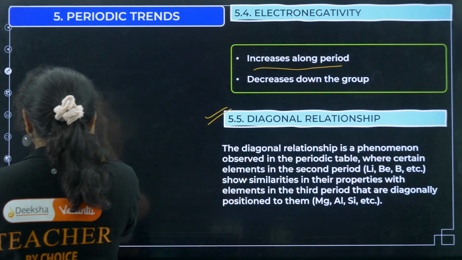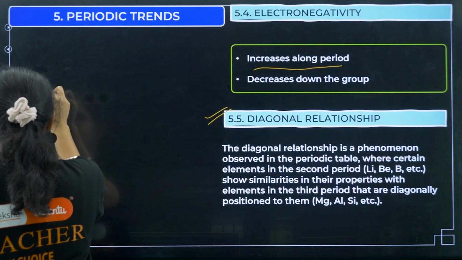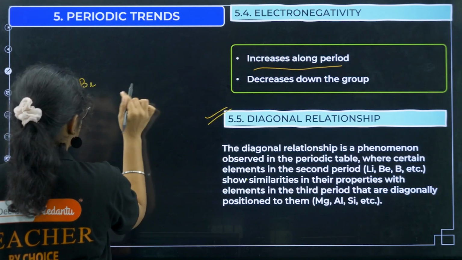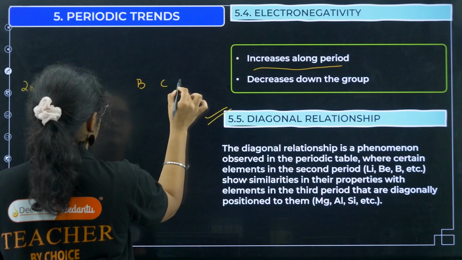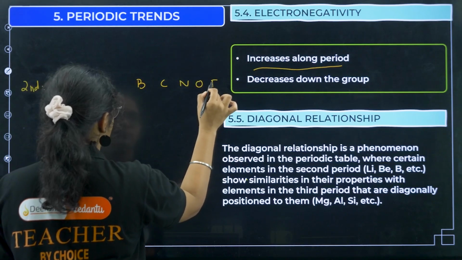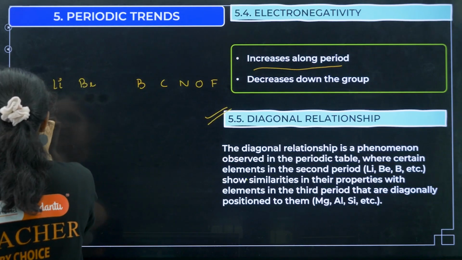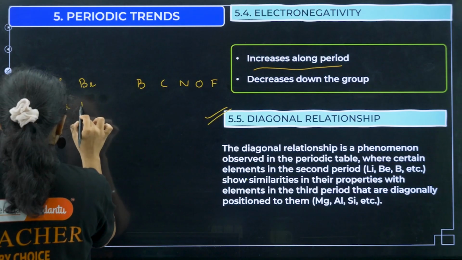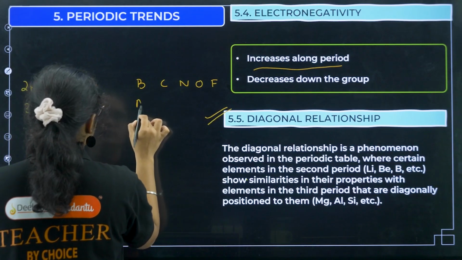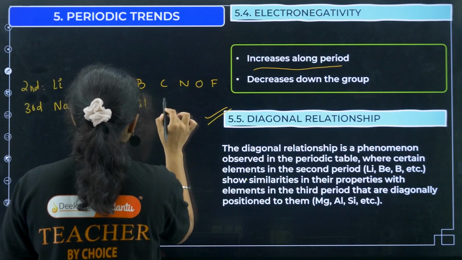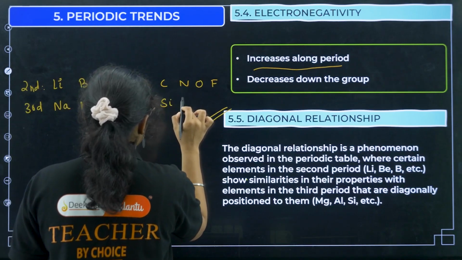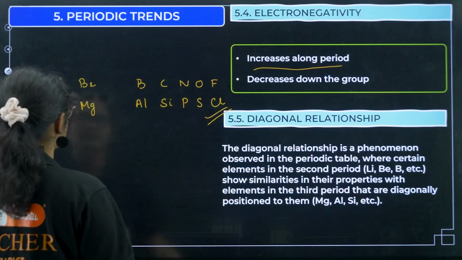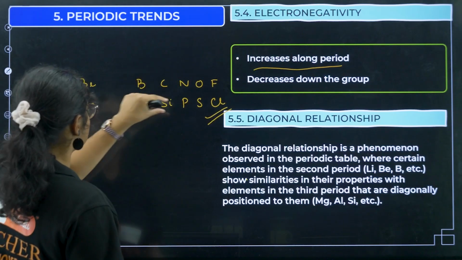In the second period, we have lithium, beryllium, then the d block will come, then we have boron, carbon, nitrogen, oxygen and fluorine. Now if I write the third period elements: sodium, magnesium, aluminium, after that silicon, phosphorus, sulfur, chlorine. So these are the second period and third period.